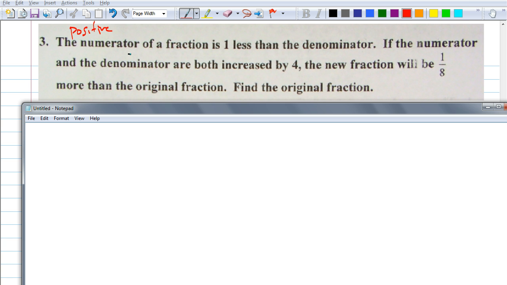The numerator and the denominator are both increased by 4. The new fraction will be 1/8 more than the original fraction. Okay? Alright. So can you tell me what the unknowns are for this? Let's do this one together because it's important to kind of start off together correctly.